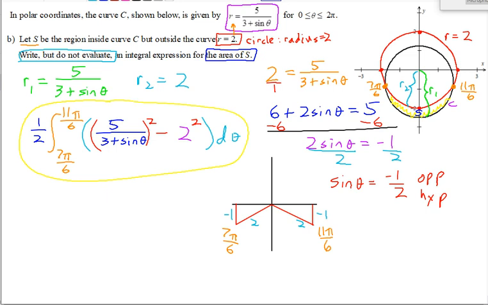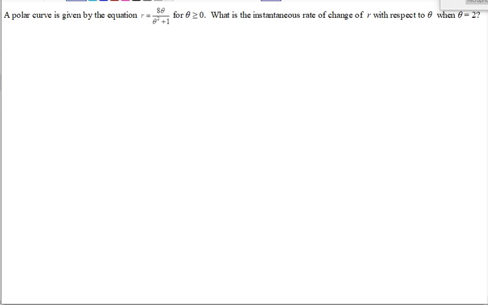All right, let's take a look at a couple more here. The next one says a polar curve is given by the equation r equals 8 theta divided by theta squared plus 1 for theta greater than or equal to 0. So we just have basically no negative angles here. And then it asks, this is our polar equation, what is the instantaneous rate of change of r with respect to theta? Let's first look at that expression.